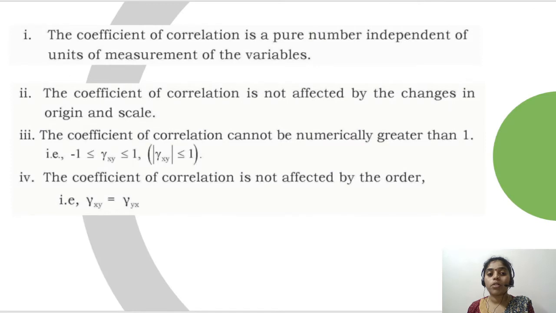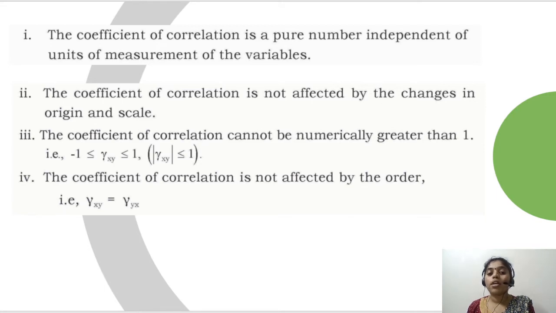Next comes the properties of the coefficient of correlation. What are the properties? Here we have four properties. The coefficient of correlation is a pure number independent of the units of measure of variables. That means here we don't have any units for the coefficient of correlation. Therefore, it is a pure number independent of the units of measure of the variable. And the second one is the coefficient of correlation is not affected by changes in the origin and scale.